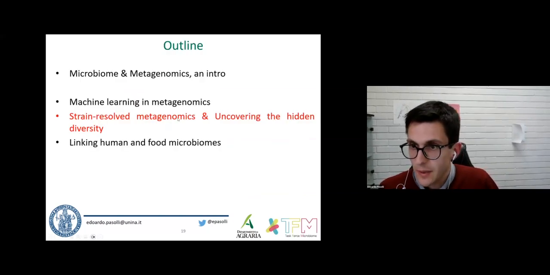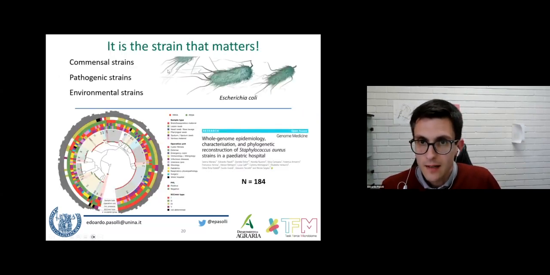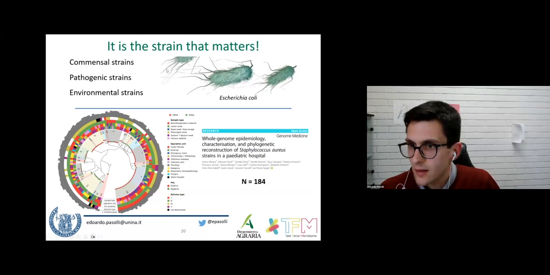So in the second part, I want now to focus more on the strain-resolved approaches. I would say that it is, of course, important to always remember that in a microbiome, what can be important are actually the strains. For example, let's consider the case of Escherichia coli, where we know there are commensal, pathogenic, and environmental strains that can be very different and have different implications in human health.